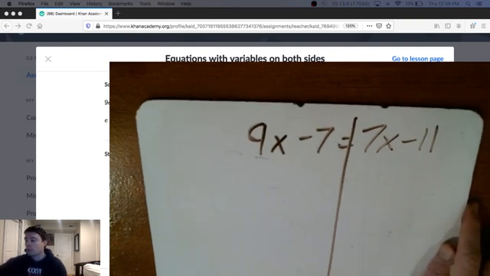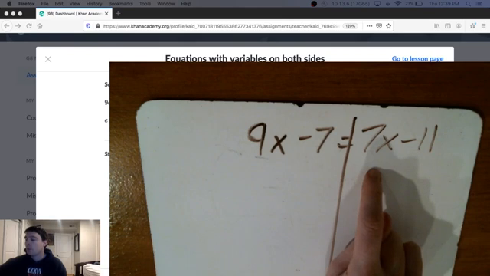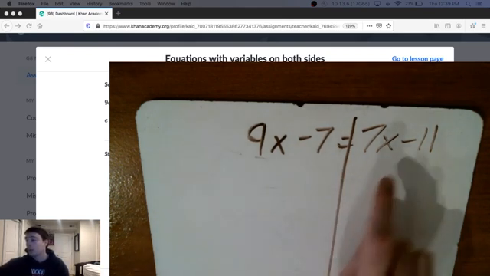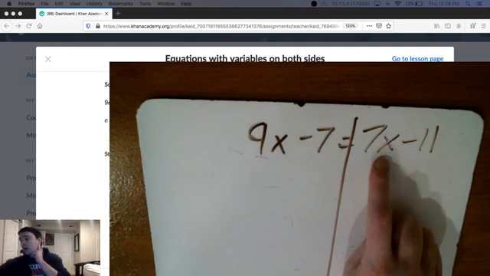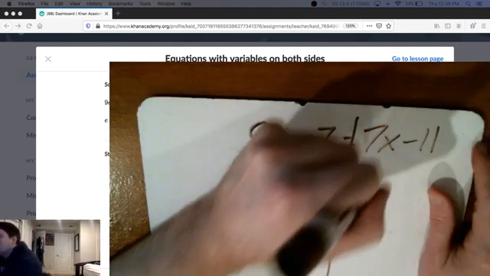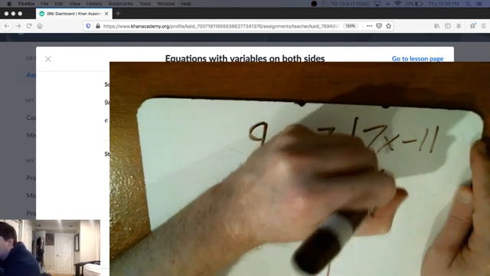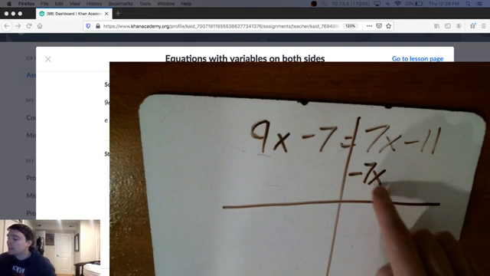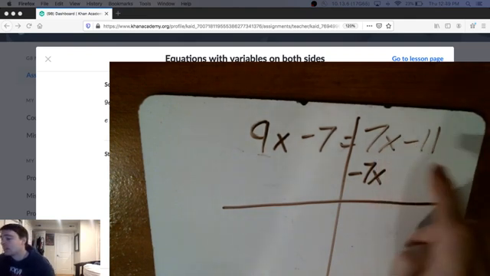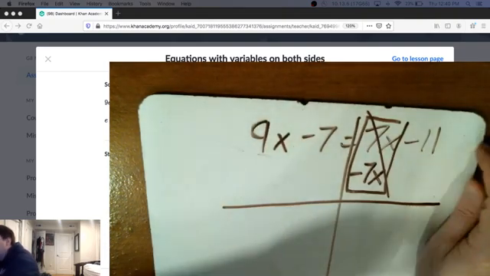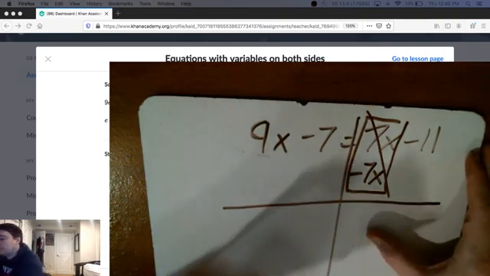So my goal here is going to be to get the 7x on the same side of the equation as the 9x. Personally, I always choose to move the smaller variable because that leads towards positive numbers, but I could move either one. But I'm going to move the smaller one. I don't want the 7x on the right side, and the opposite of a positive 7x would be a negative 7x. If I were to subtract 7x's from the right side of the equation, that would get rid of all of the x's that were over there and leave us with just a negative 11.